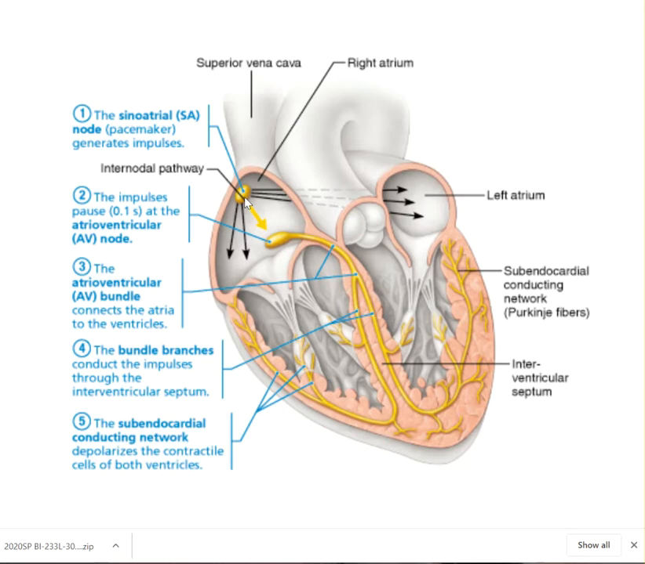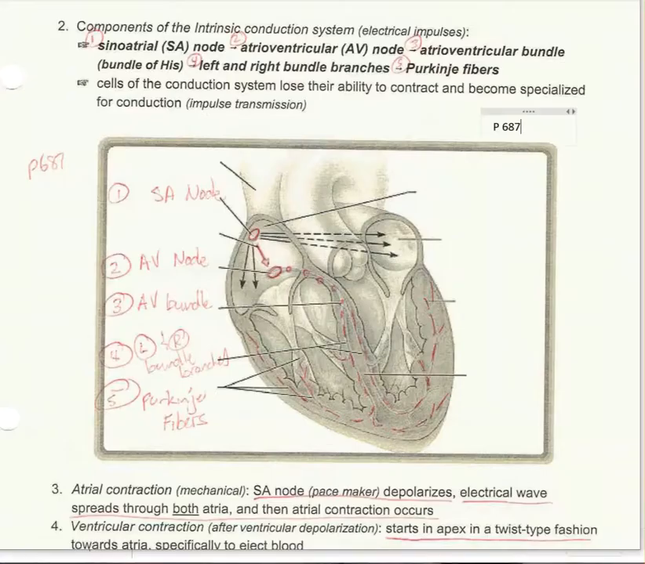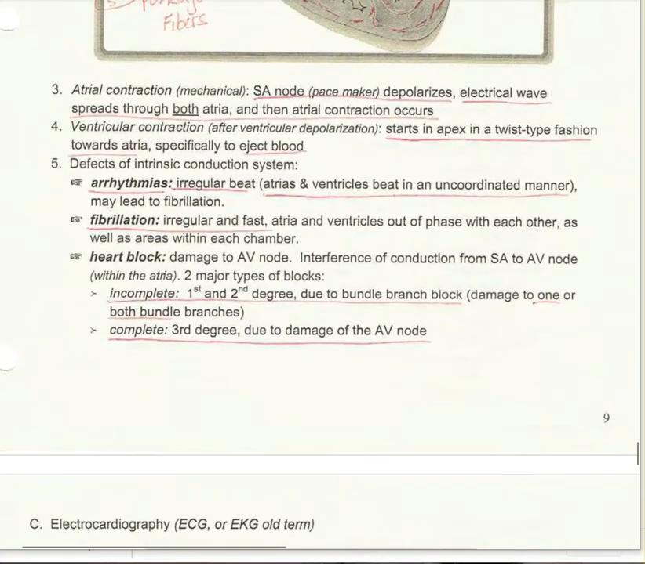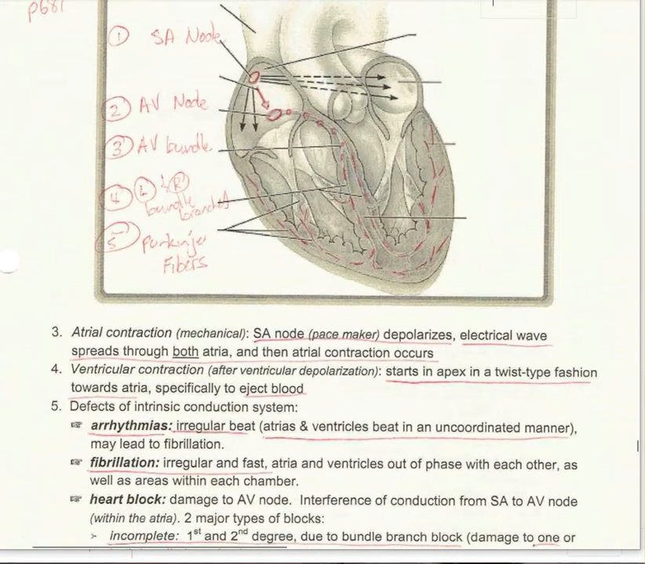It's going to send its signal across the muscle tissue, both the right and the left atrium, and it's going to cause contraction of the atria to occur. Okay? And if you look at your lecture notes on page 9 down below, I'm going to now start talking about this bit right here. So atrial contraction is when the SA node, the pacemaker, depolarizes, an electrical wave speeds across both atria, and then atrial contraction occurs. So first the electrical impulse goes in both directions, and then shortly after, contraction starts.